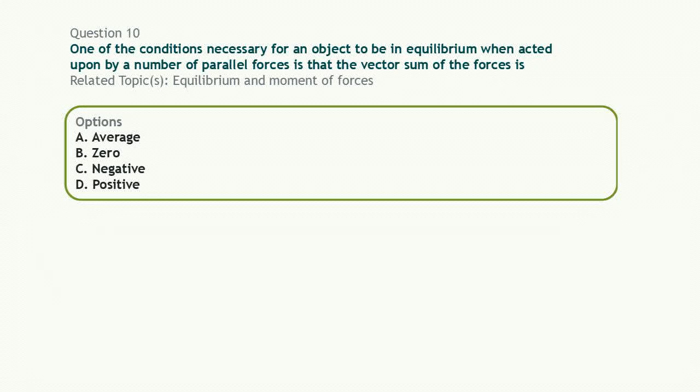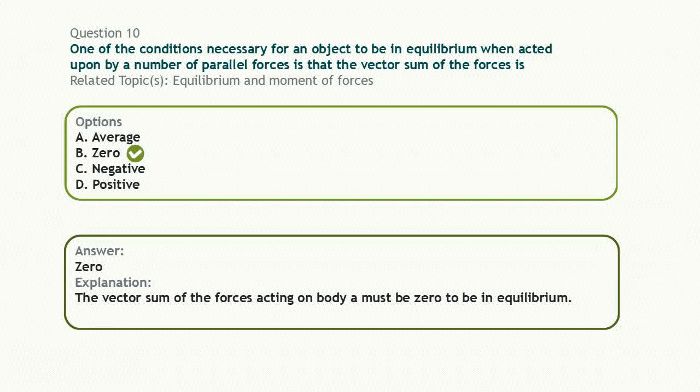Next, on equilibrium and moment of forces. One of the conditions necessary for an object to be in equilibrium when acted upon by a number of parallel forces is that the vector sum of the forces must be 0 for the body to be in equilibrium.